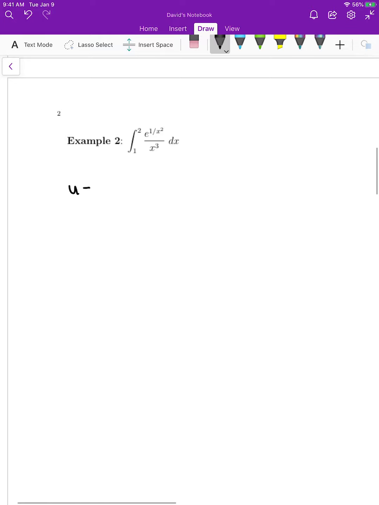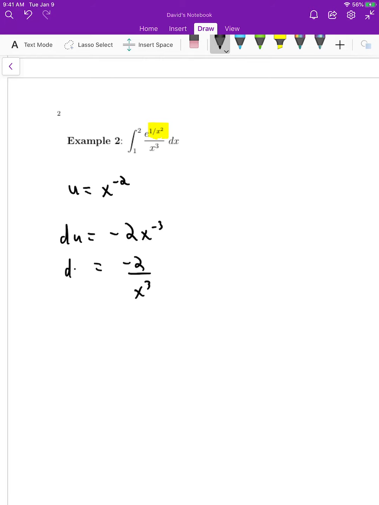But the thing is, there's an x to the minus 2 up there in the e, right? There's an inside function right there. And du is negative 2x to the minus 3, otherwise known as negative 2 over x cubed.